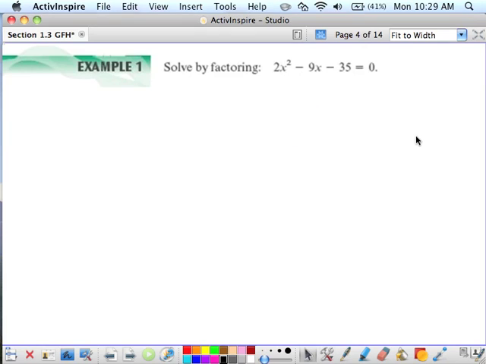So let's take a look at 2x squared minus 9x minus 35 equals 0. We would like to solve it by factoring. What we have is a quadratic trinomial whose leading coefficient is 2. What method would you like to use to solve that? Bottoms up? You guys want to factor it using bottoms up?